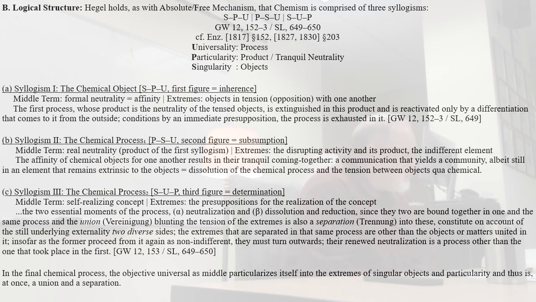He writes this, "the two essential moments of the process: neutralization on the one hand," so that's the coming together of all things in this product, "and dissolution and reduction on the other." So there's the coming out of that neutrality, not all being subsumed under the oneness of it. He says, "since the two are bound together in one and the same process," so it's one and the same process doing both things, "the union, blunting the tension of the extremes, is also a separation." So what brings them together is also what separates them back out, "constitute on account of the still underlying externality two diverse sides." So you still get two sides: you get the objects and you get the neutrality they can go into. "And so far as the former proceed from it again as non-indifferent, they must turn outwards. Their renewed neutralization is a process other than the one that took place in the first."